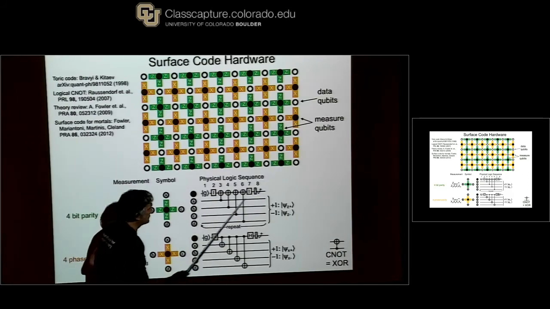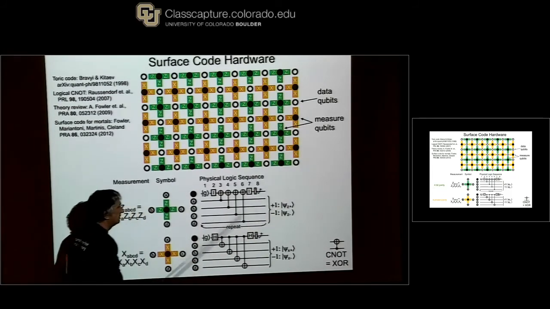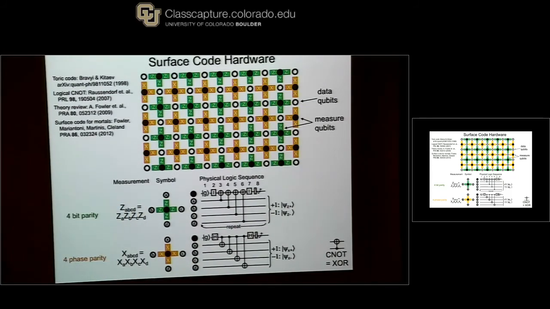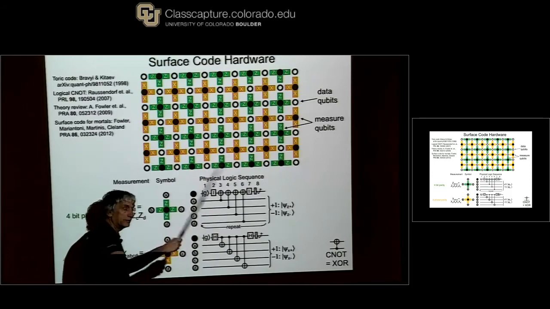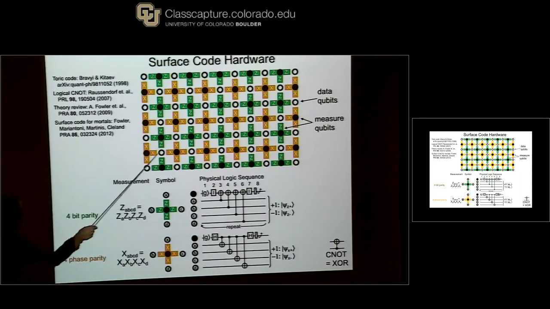So if one of these flips, this will go to a 1. If 2 of these are in the 1 state, this will be a 0. 3 will be a 1. 4 will be a 0. So it's just a parity measurement. Okay, and then we just measure it here, which is equal to +1 or -1, depending on whether it's the ground or the minus state. And then we just repeat this over and over again. Okay? Those are the green ones.